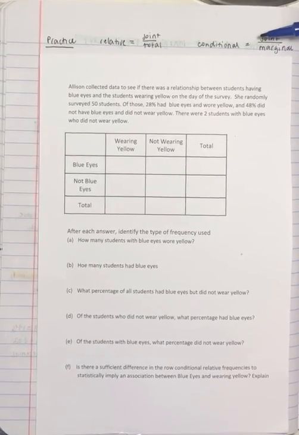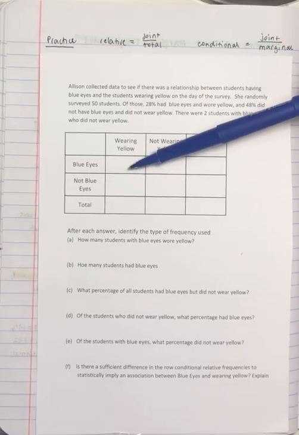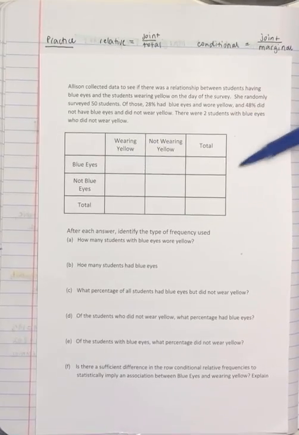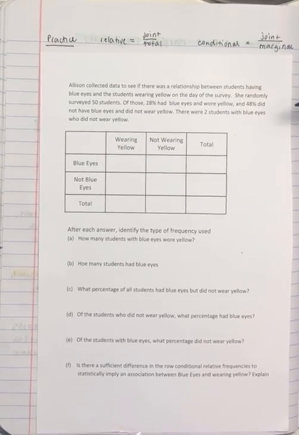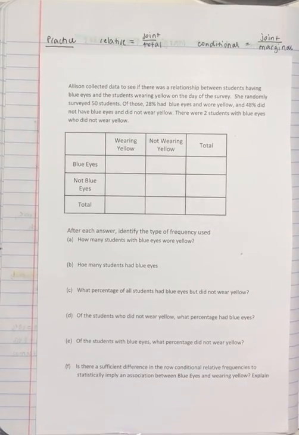Conditional frequency is always a joint frequency, so one of those four numbers in the middle, divided by one of the marginal frequencies, either in the same row or the same column. This is just a little cheat sheet because as a part of this problem, you will have to tell what kind of frequency you are using.